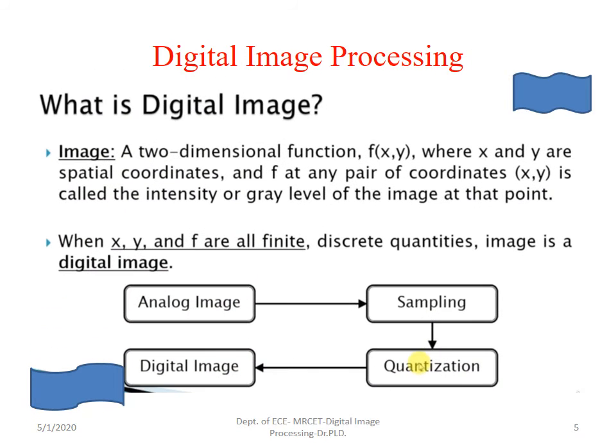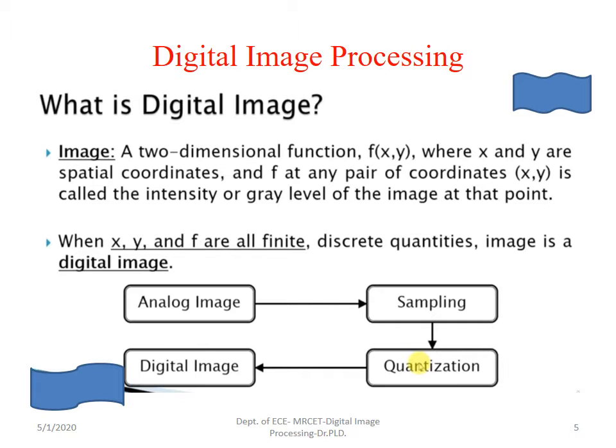So how are we going to define digital image processing, based on this perception of vision for the images which appear in front of us? An image is a two-dimensional function f(x, y), where x and y are spatial coordinates, and f at any pair of coordinates (x, y) is called the intensity or gray level of the image at that point. When x, y, and f are all finite discrete quantities, that image is called a digital image.